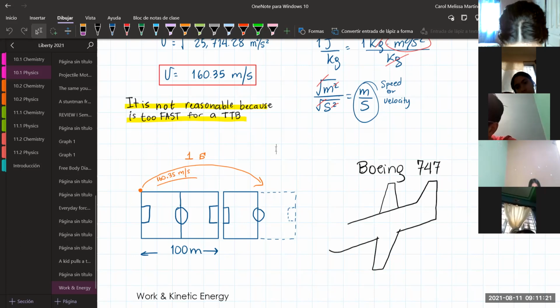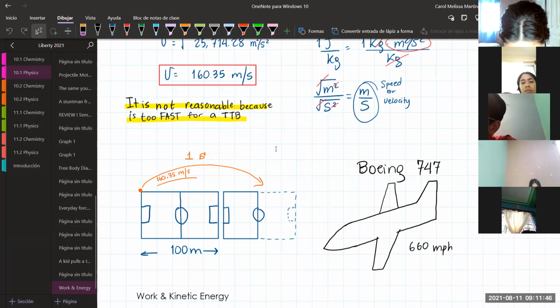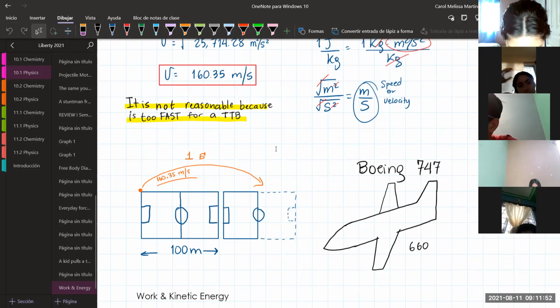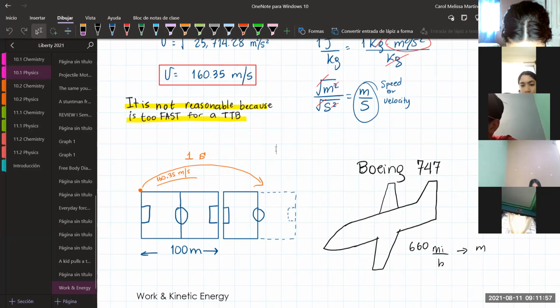I know the value in miles per hour, but it's very... It's more like that, okay? So, the speed is 660 miles per hour. That's the speed that it reaches. But I don't know about miles per hour. I know my velocity of this is in meters per second. So if I convert it to meters per second, this gives me 295 meters per second.